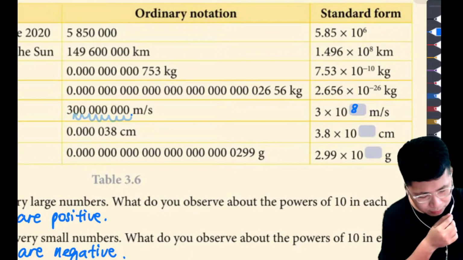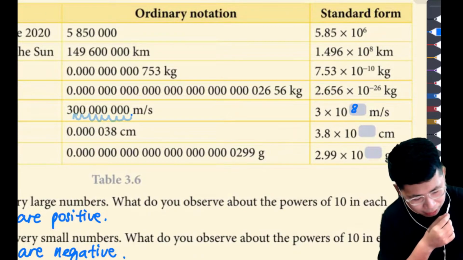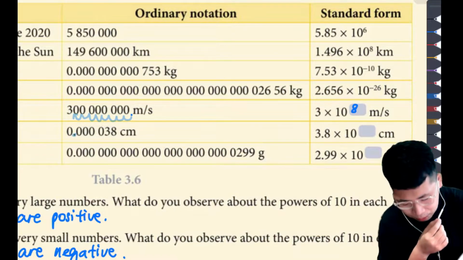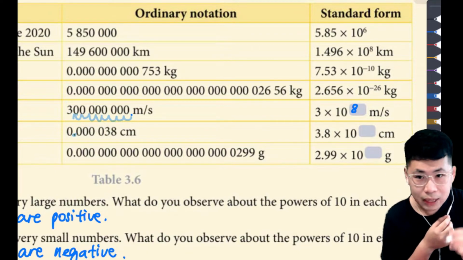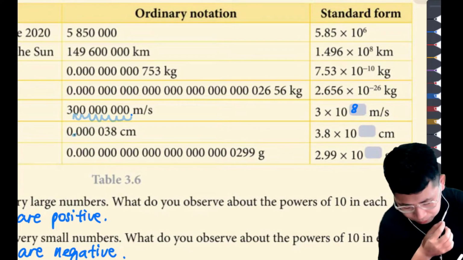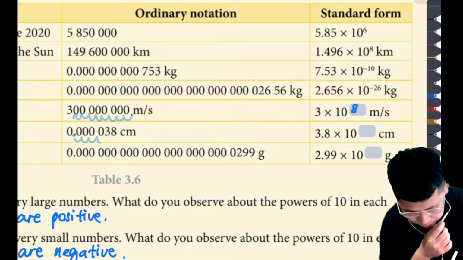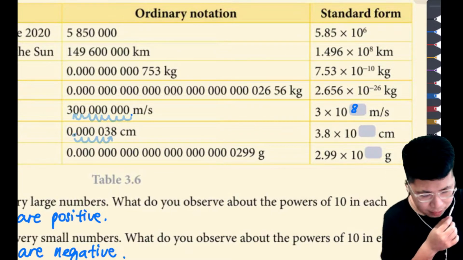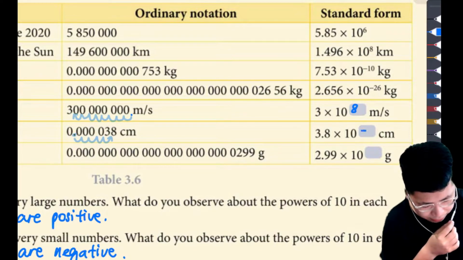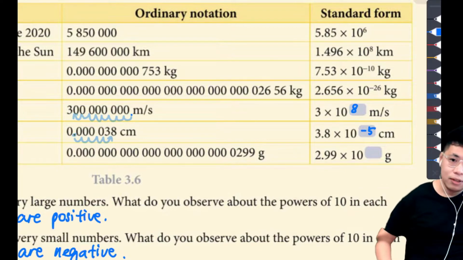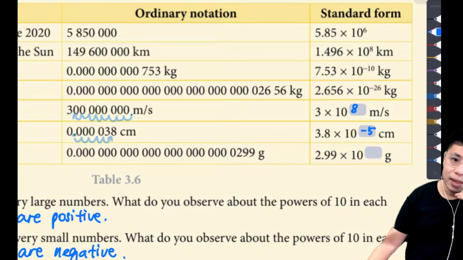Alright? Now in the same way, I'm going to use this decimal place over here. I'm going to move it to get a number behind 3, because my standard form is just behind 3. So 1, 2, 3, 4, 5. I move 5 steps. So over here it will be negative 5. Okay, so if you move to the left, it will be positive. If you move to the right, it will be negative.